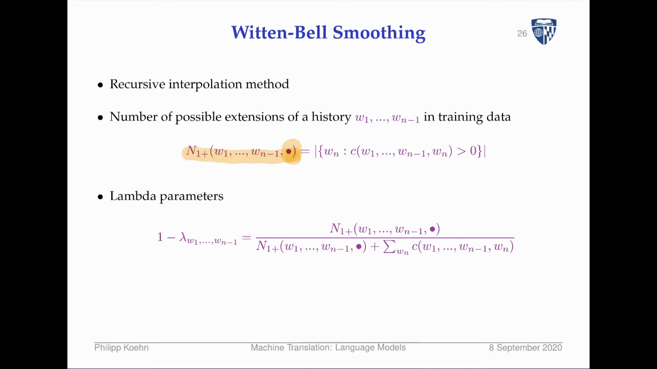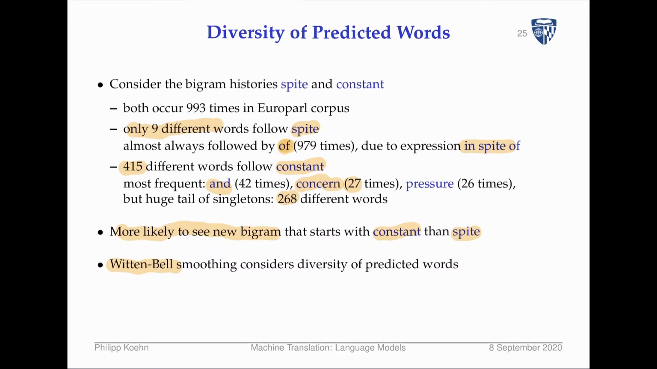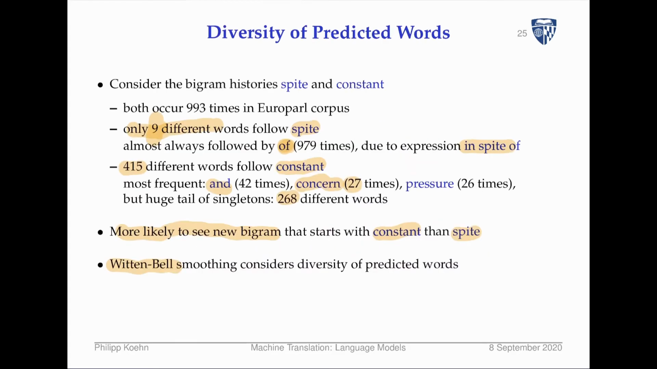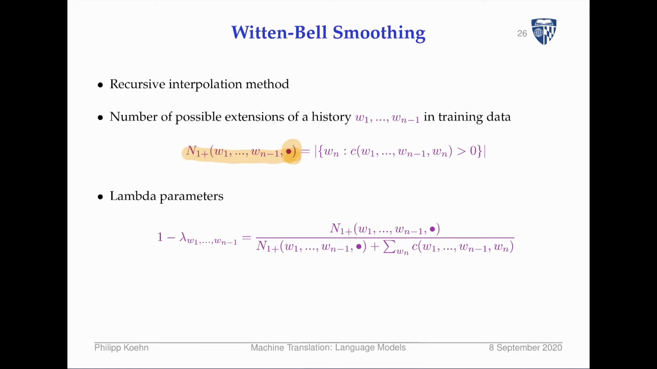How many different words follow the word spite? That was only, let's peek back again, 9 different words. While for the word constant, this was 415 different words. So these are the numbers we're going to have here. Here's the mathematical definition: the size of the set of n-grams that occur any number of times and that start with that particular sequence of words.